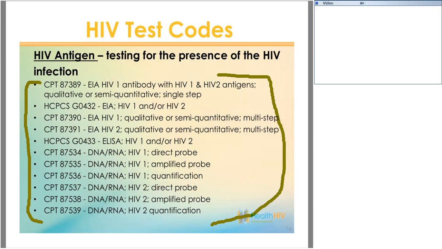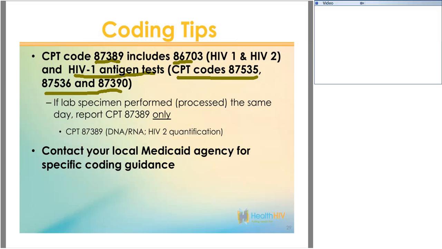So the 87389 is this code here, and it includes an HIV-1 antibody with the HIV-1 and 2 antigen. And so this is designated as a combo test. It's a test that's performed by the pathologist, or rather the provider, they draw the blood, but ultimately the test is sent to the pathologist for processing. And so in those instances where this type of test is performed, the correct code that would be reported would be the combo test.